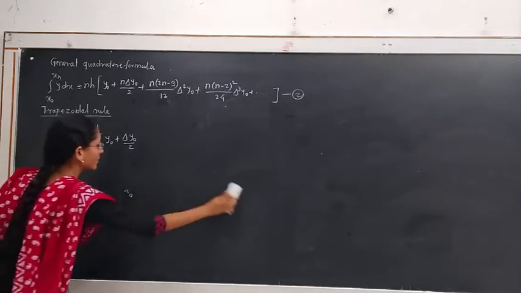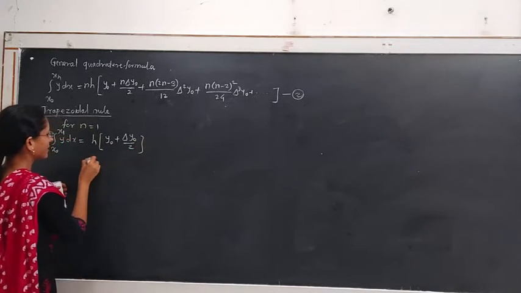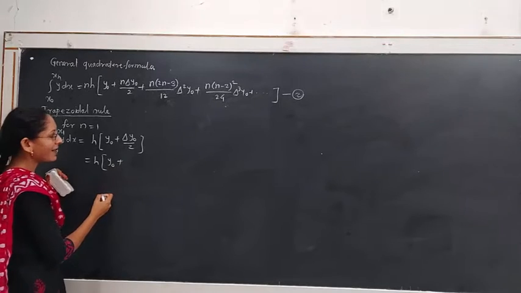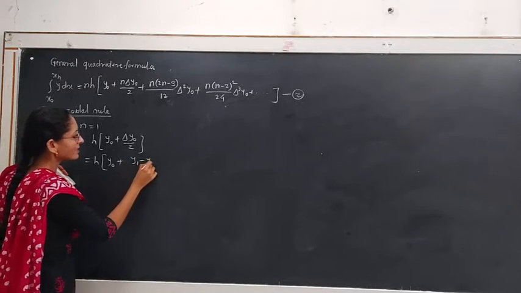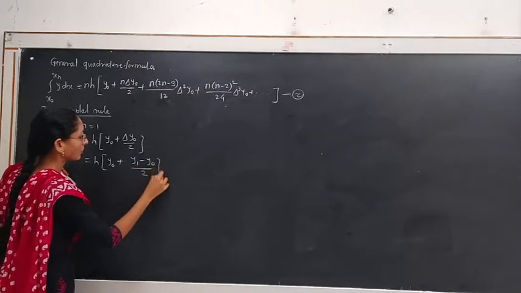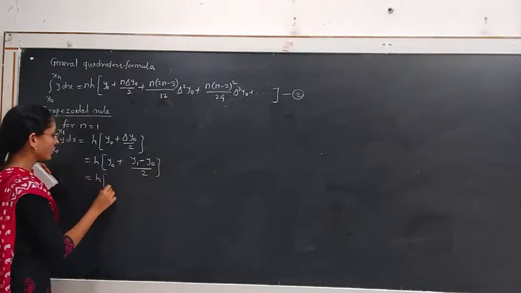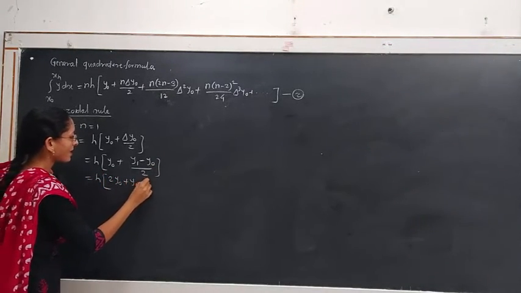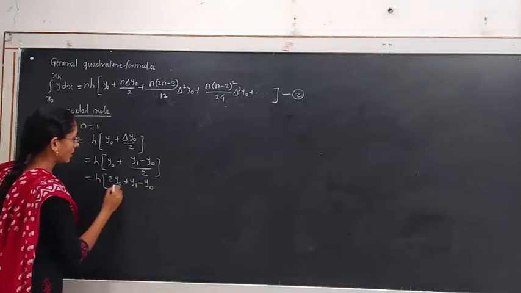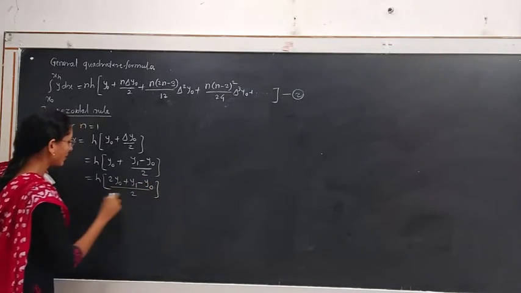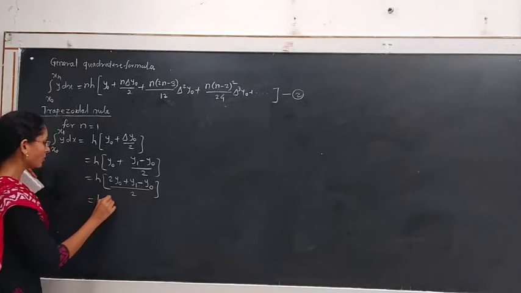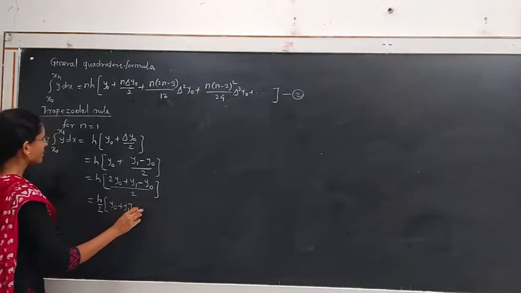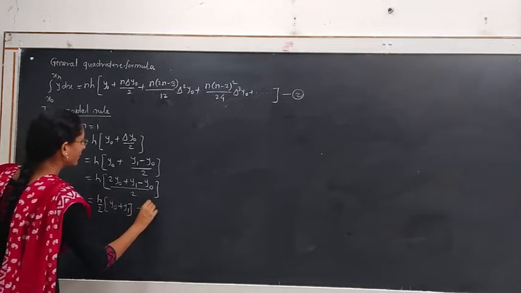What is del y0? This is equal to h into y0 plus del y0, which is y1 minus y0 upon 2. This is equal to h into 2y0 plus y1 minus y0 upon 2, which is equal to h upon 2 into y0 plus y1. This is equation number 3.